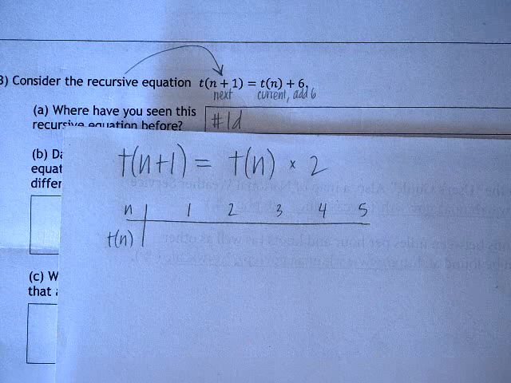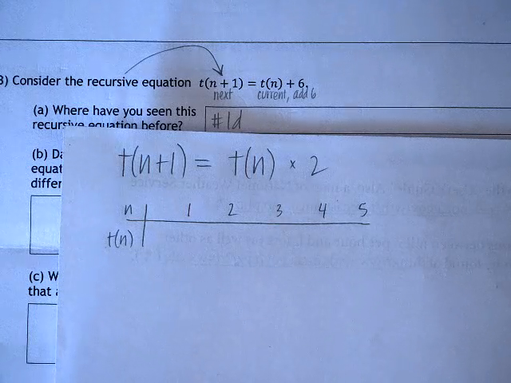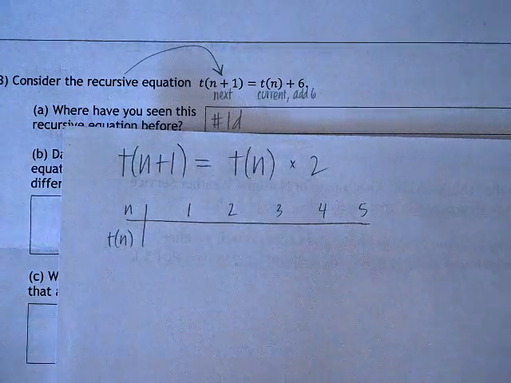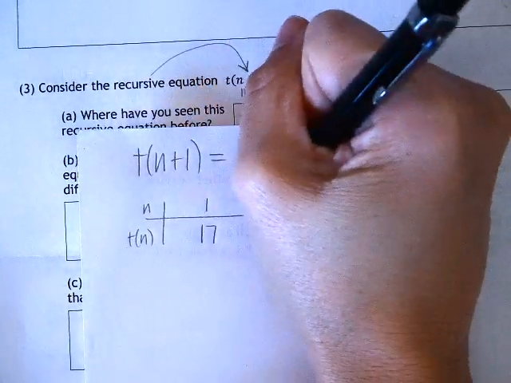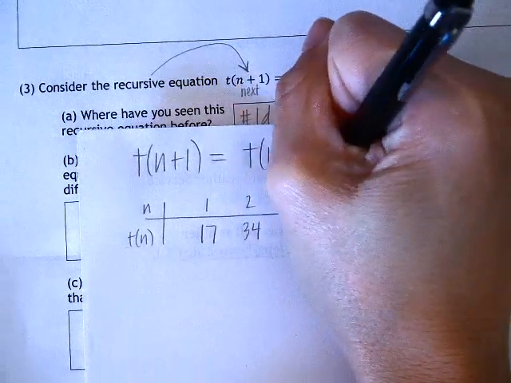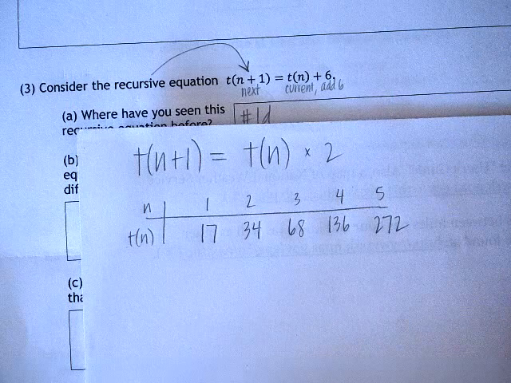Okay, take a few more seconds. Okay, so here are my numbers. I chose 17, 34, 68, 136, 272.